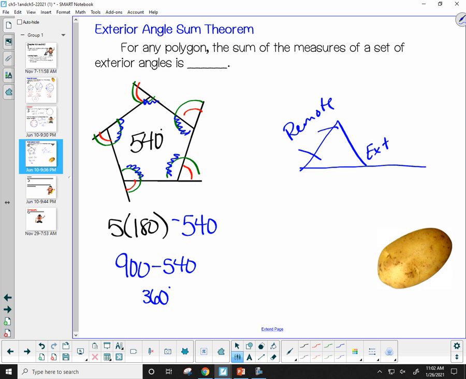5 times 180 minus 3 times 180. Yes, but I'm trying to use that idea so we can build a formula. But yes, you're absolutely correct. That would work as well.